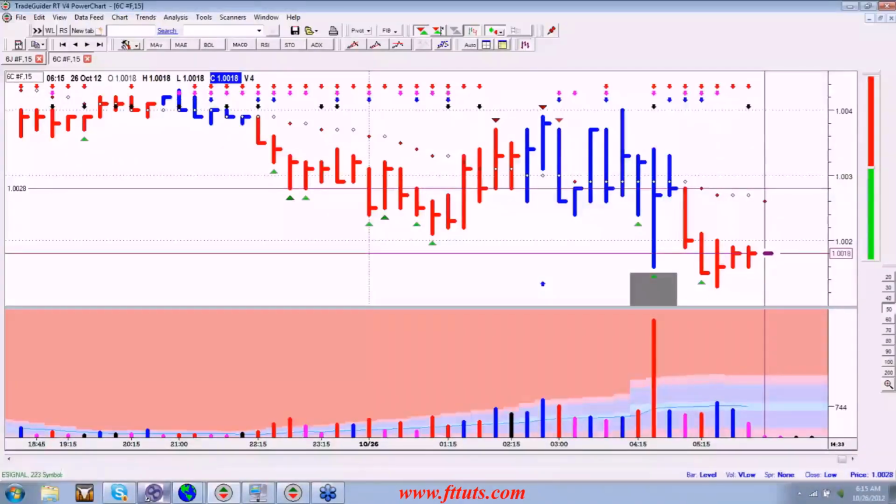But climactic action usually stays down there because they're shaking everybody out. They're absorbing all the supply. And that will usually mark a selling climax, which then you have to wait for it to be tested to go long on it. But that's really a shakeout look, probably on some sort of news or something.